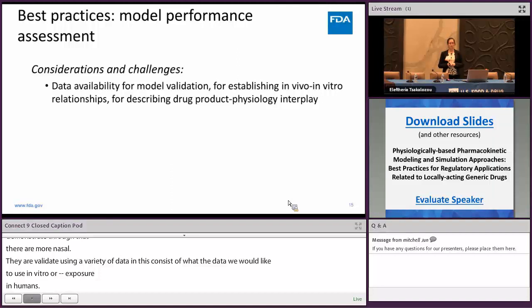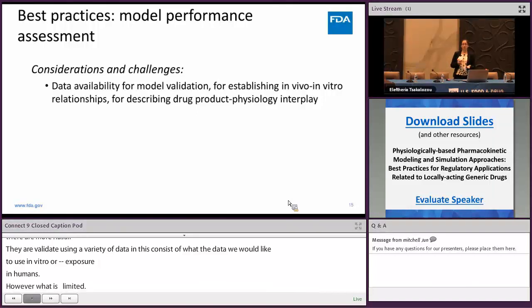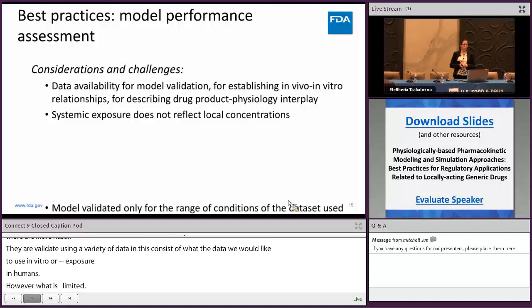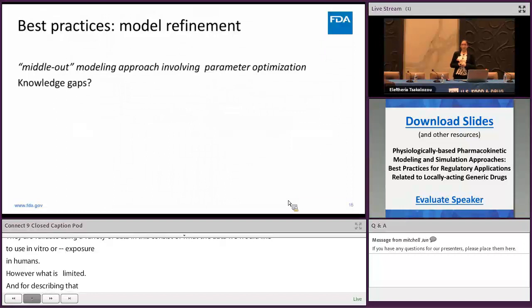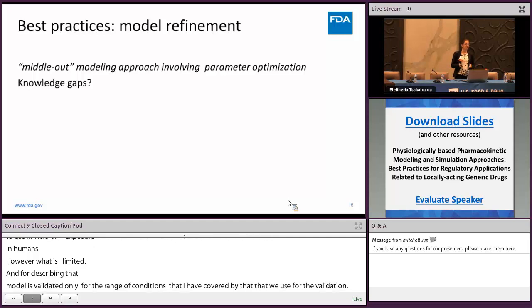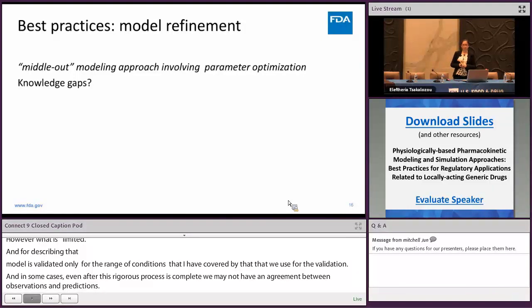The first one is data availability for model validation, for establishing in vitro and in vivo correlations, and for describing that interplay between our product and the physiology. We need to keep in mind that systemic data do not always reflect local concentrations, and that the model is validated only for the range of conditions that are covered by the data set that we used for the validation. And in some cases, even after this rigorous process is complete, we might not have a good agreement between observations and predictions. So in this case, we will have to follow what we call a middle-out modeling approach, which involves parameter optimization. And this is obviously indicative of a knowledge gap.